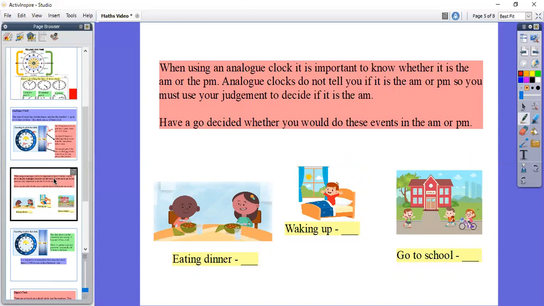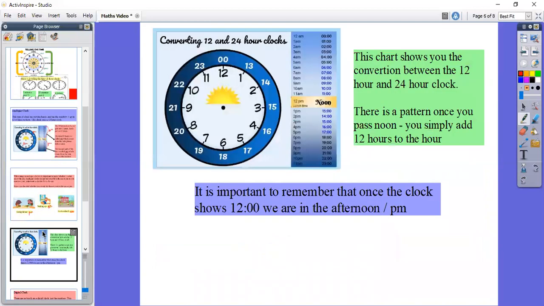So we just went through a few just now, but would you go to school in the AM or the PM? You'd go to school in the AM. Would you wake up in the AM or the PM? You'd wake up in the AM. And finally, you'd eat your dinner. Yep, in the PM.